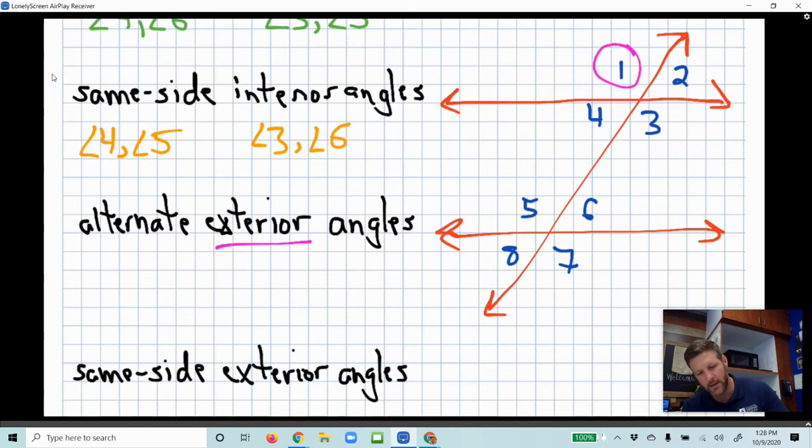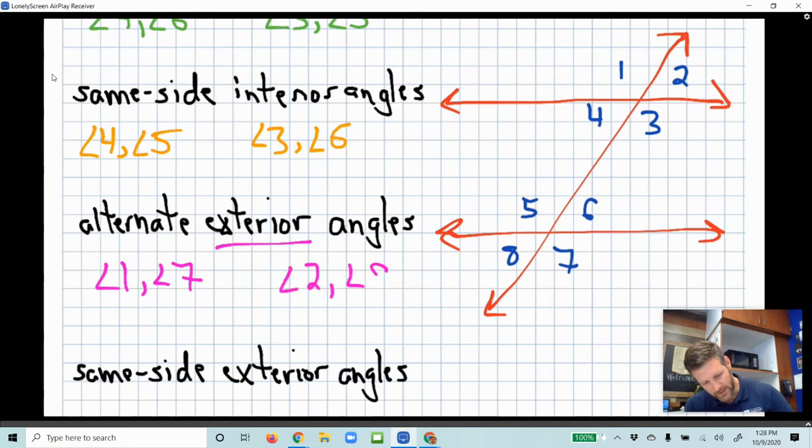Okay. So now it's the same distinction, because now we're talking alternate exterior angles. So 1 is on the alternate side of the transversal from 7, because they're both on the exterior, but they're on alternate sides. So 1 and 7, or yes, 2 and 8. Okay, so angle 1 and angle 7, and angle 2 and angle 8. And then our last group is same side exterior angles.